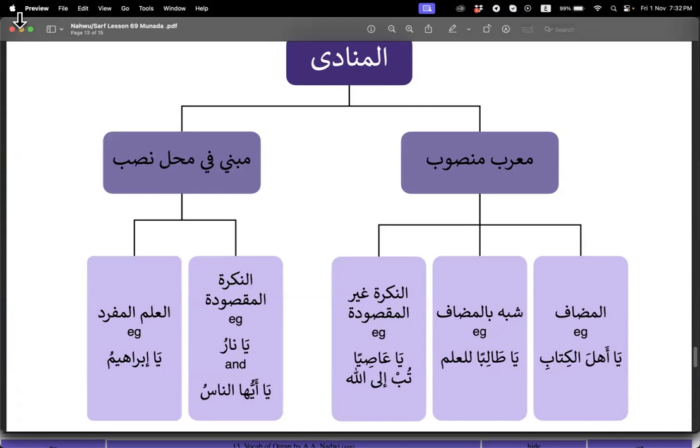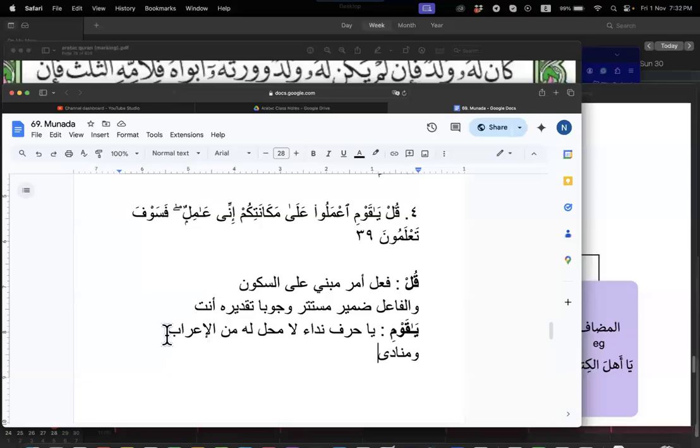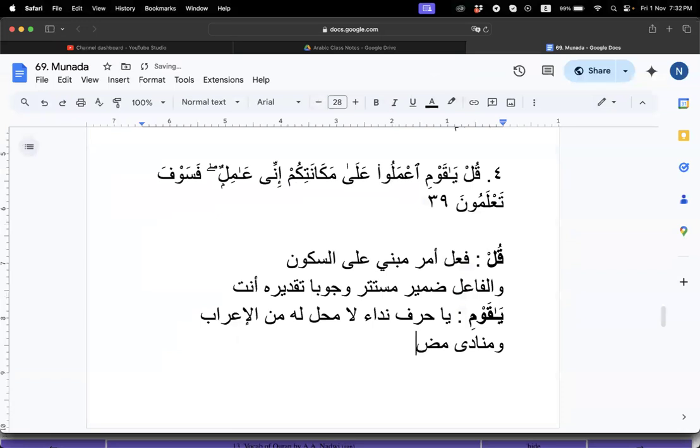Munada mansub. Sorry, it is mansub. Which one? Nakira, mudaf, ghayr mufrad. Yes, mudaf. Okay, so we say munada mudaf, and mansub bil fathah. Can we see the fathah? Not mahalan. Can we say? Can we see the fathah? So we say muqaddarah. Yes, muqaddarah.